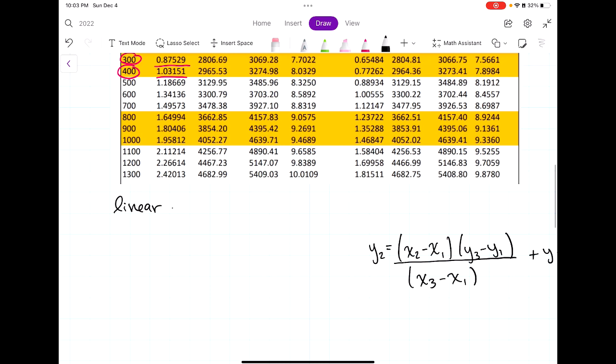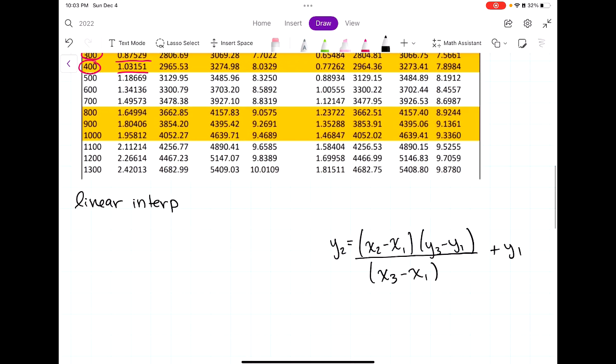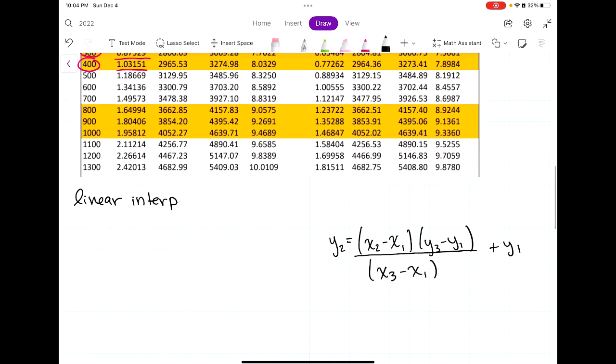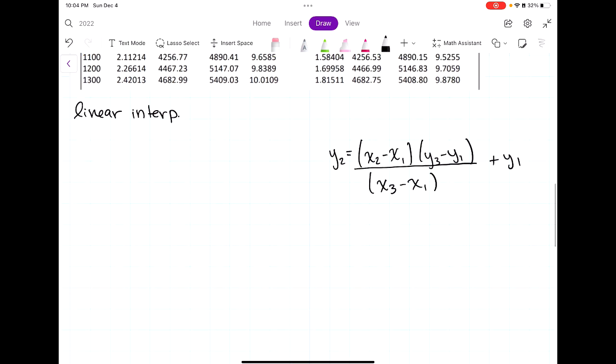So, do linear interpolation. I'm going to set it up how I usually set it up, just like in all my other videos. I'm going to put my specific volume here, all of my values: 0.87529. I'm looking for the temperature at the specific volume of 0.99048.